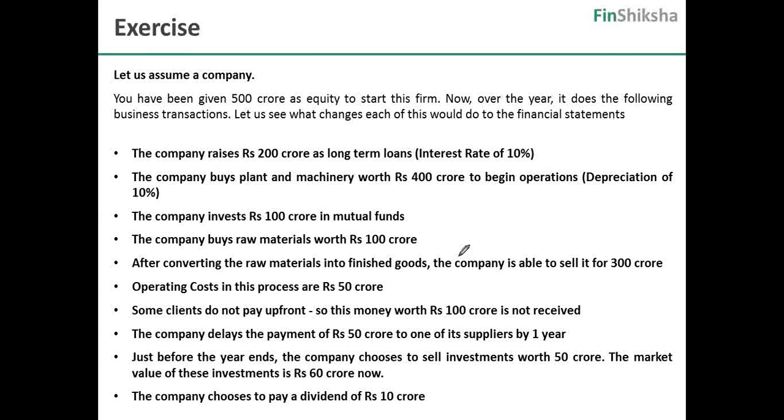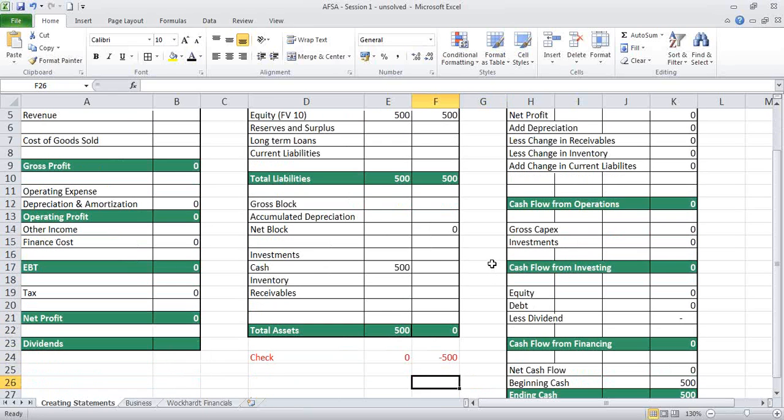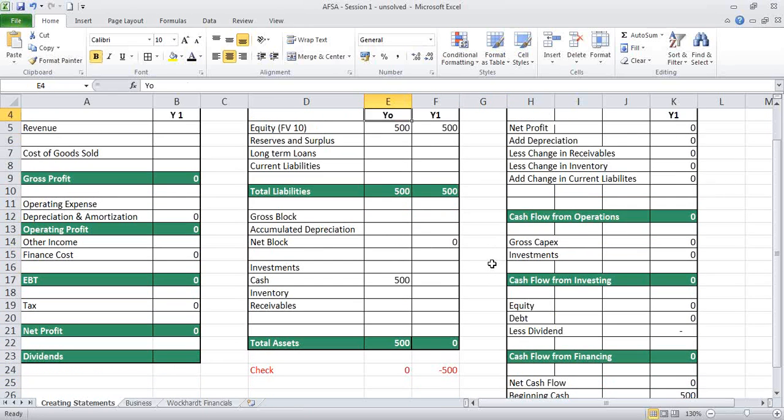The Excel file basically shows some statements in terms of the balance sheet, the P&L and the cash flow. All we need to do, and the purpose of this exercise, is to see that any transaction that the company does will leave the balance sheet balanced.